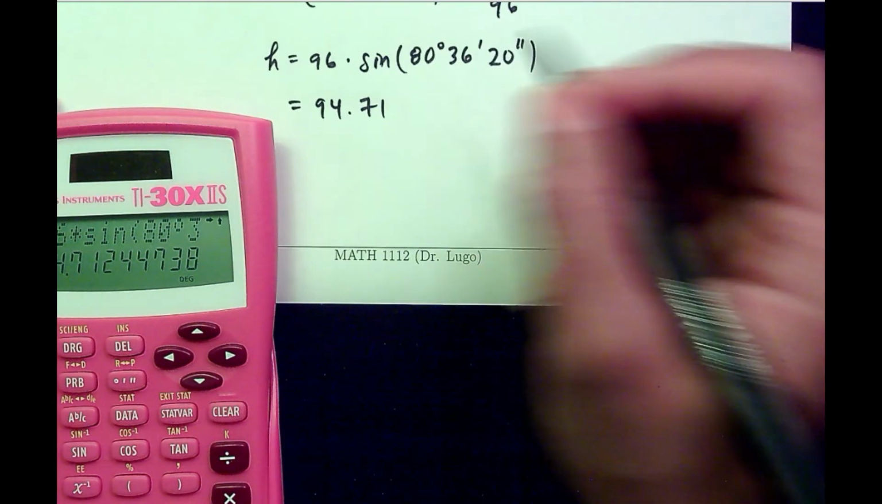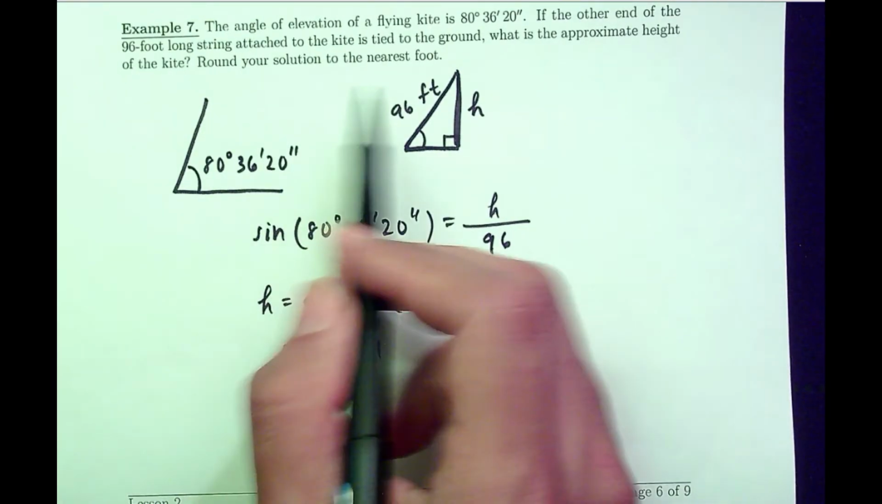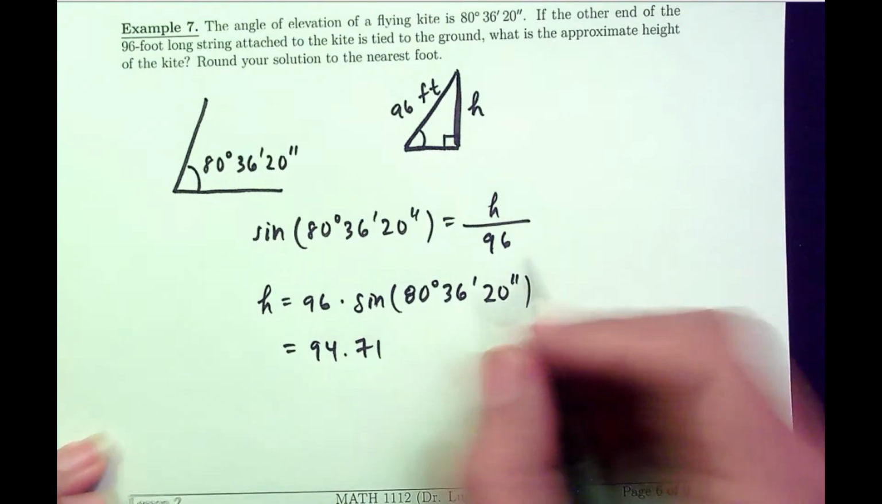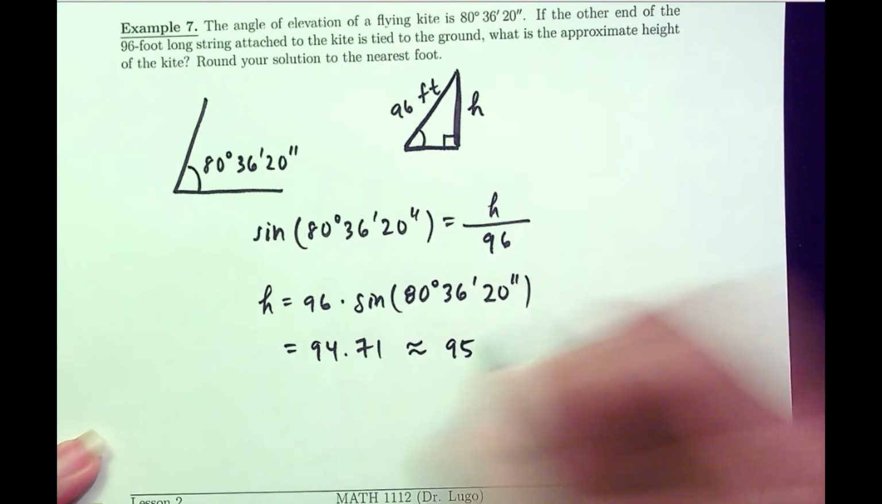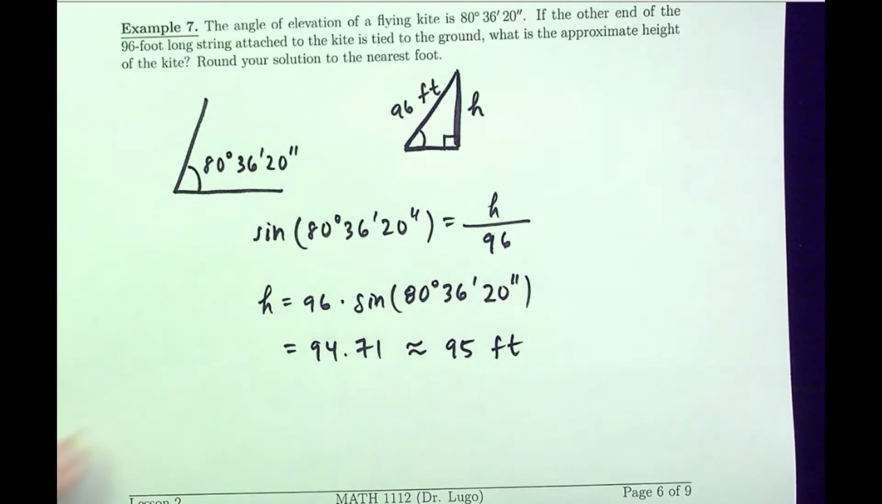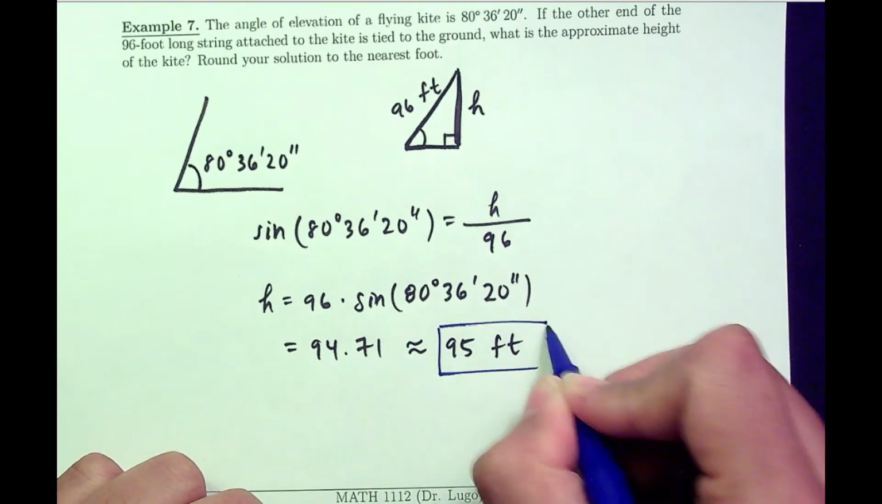We actually want to round it to the nearest whole number. Those are the instructions this time. Round your solution to the nearest foot, to the nearest whole number. So, rounded, this is about 95 feet. So the kite is about 95 feet high up in the air.